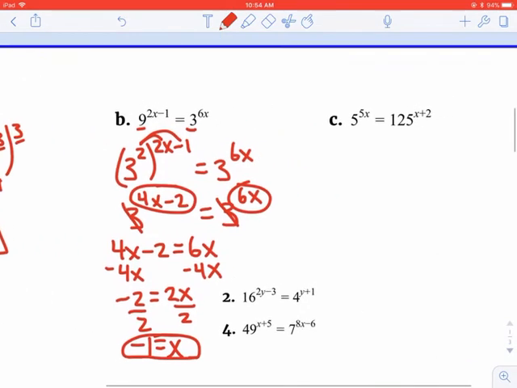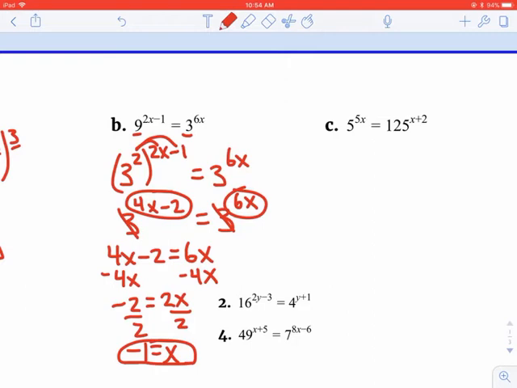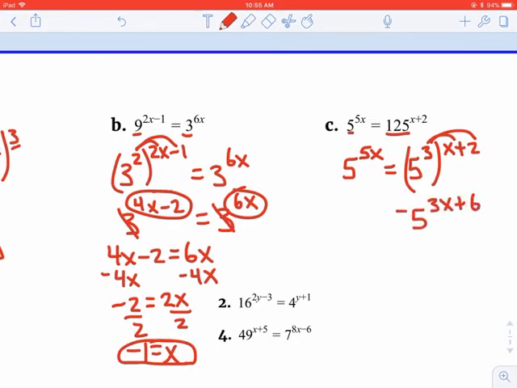So let's look at one more example of this, and then we'll do some more in class tomorrow. We have 5 to the 5x power is equal to 125 to the x plus 2 power. So for 5 to the 5x, the 5 as that base can't really be written as anything other than 5, but 125 could be rewritten as 5 cubed. So let's rewrite it as 5 cubed, keeping the x plus 2. Then you just have to distribute the 3, so you end up with 3x plus 6. And keep the left side the same for now.